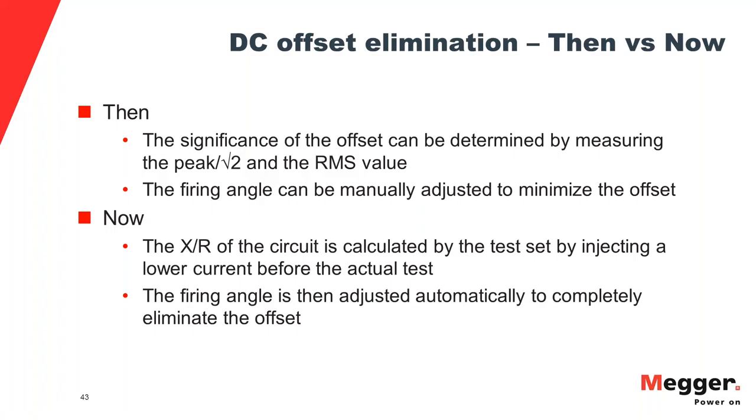In test sets which use modern technology, the X by R ratio of the circuit is calculated by the test set by injecting a low current initially. From that X by R, the test set determines the firing angle that is required to eliminate the offset completely. And that's how the newer technology deals with this problem.